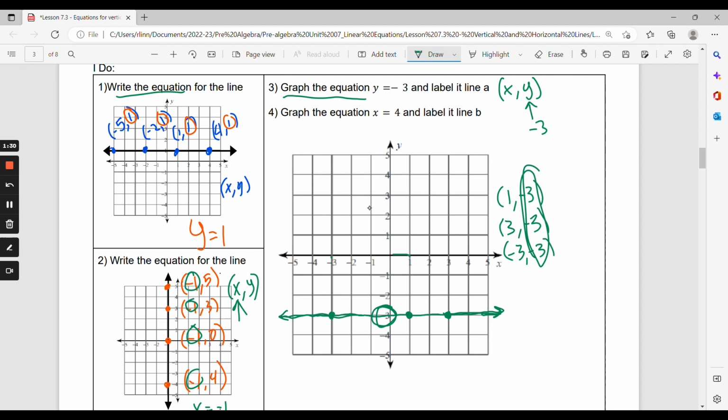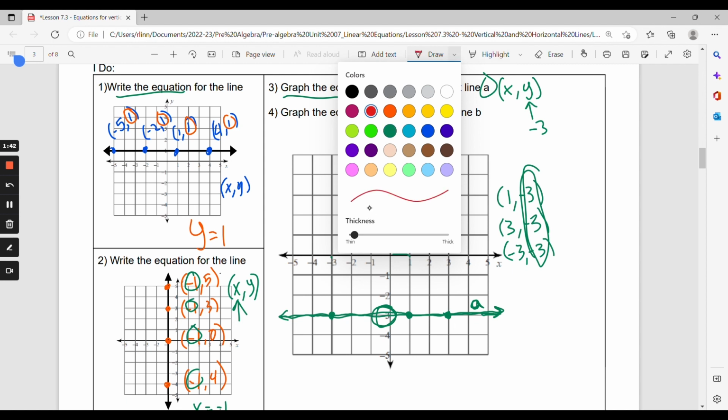So we've plotted our line here, y equals -3, and it says we're going to label that with line A. So I'm going to go ahead and label that with an A right there, so that way I know that this is line A. And now we're going to go ahead and move on to our next one.